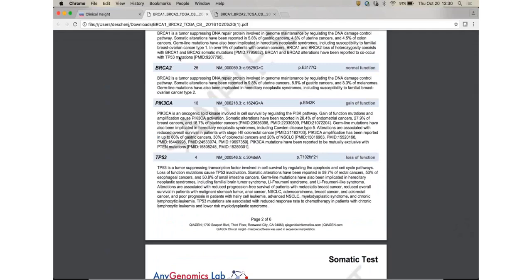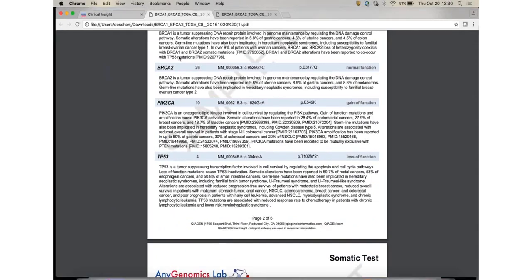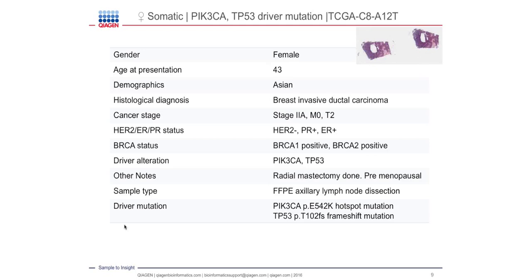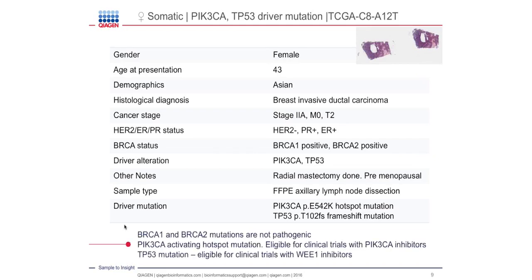So what I will do now, I will go back to my Excel, and in a nutshell, if we think about the clinical case itself for this particular case, what we have seen by using QCI Interpret is that the BRCA1 and 2 mutations are not pathogenic. They are variants of unknown significance. We have seen that PIK3CA is an activating mutation in the hotspot region. The particular case is eligible for different PIK3CA inhibitors.